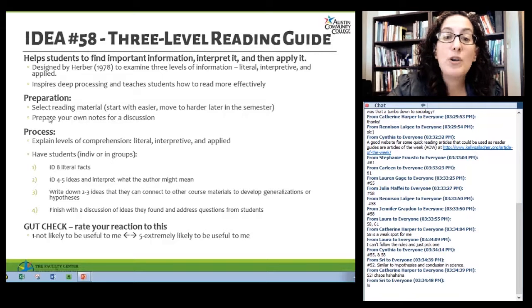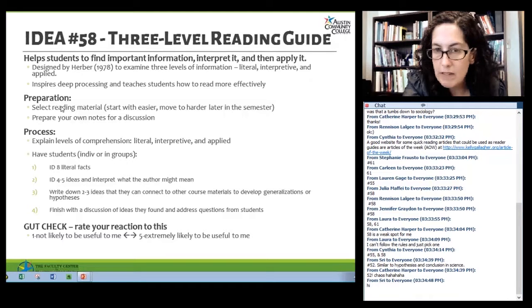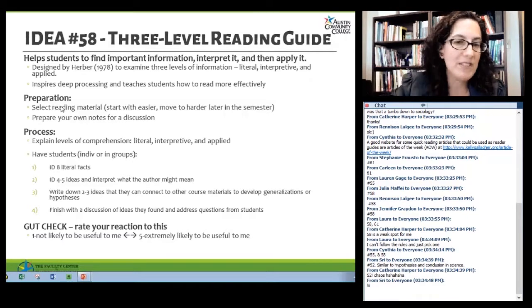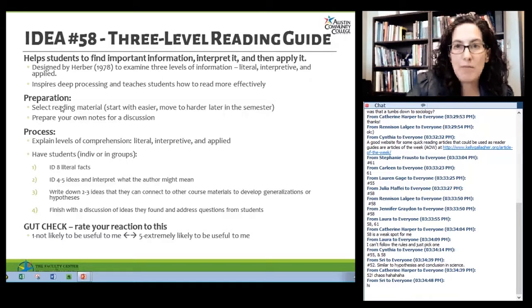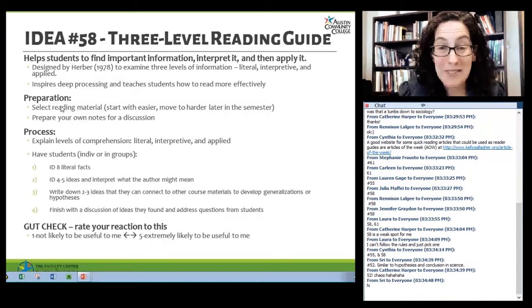So the way we're going to do these is sort of like a little recipe: what you have to do ahead of time, and then the process that you provide for your students. So the preparation is you have to pick the reading material ahead of time. They argue that starting with an easier document is a good way to launch off, and then as you move through the semester, if you use this multiple times, you can get more and more advanced as you go. And then you need to prepare your own notes for a discussion so that you have thought out what might be the literal, interpretive, and applied levels, because you want to have a jump on the students instead of being completely surprised by what they come up with.